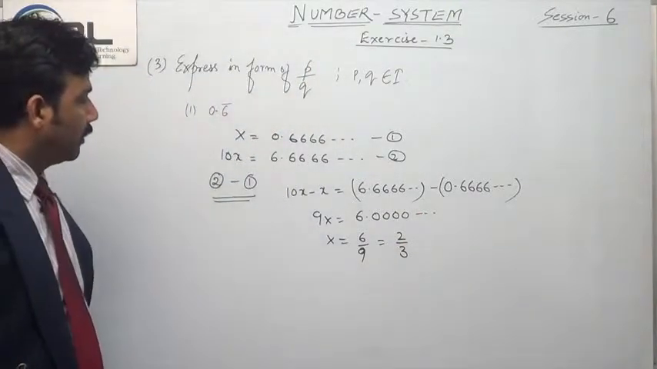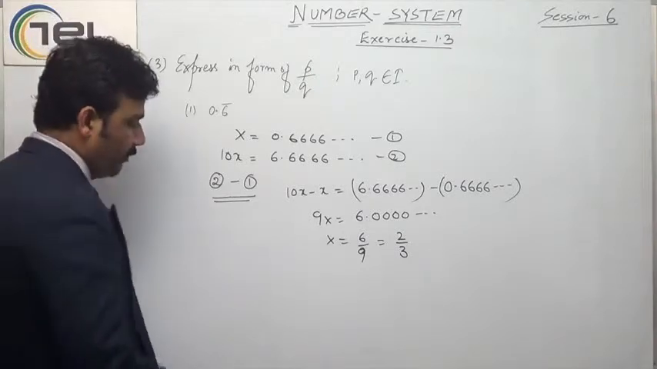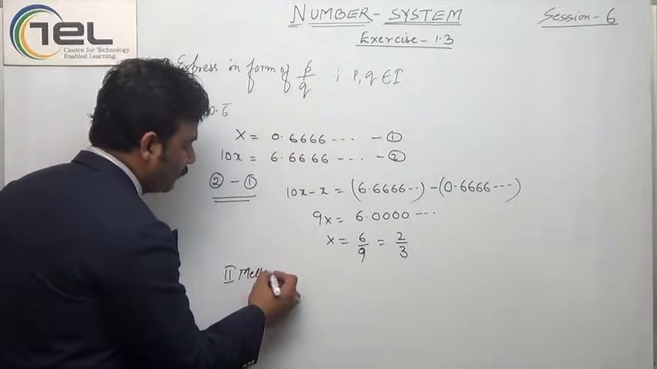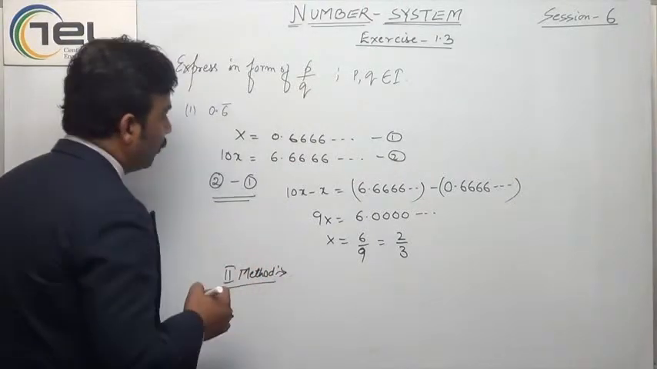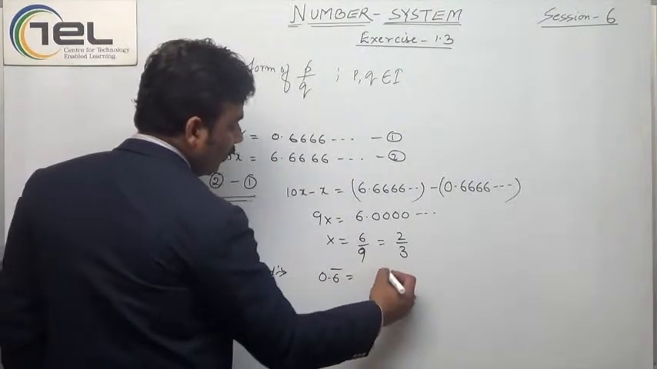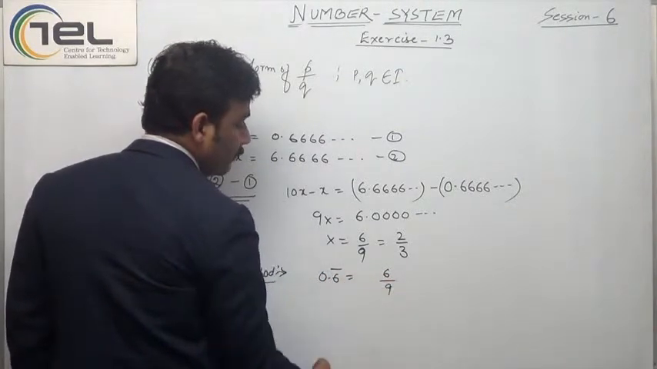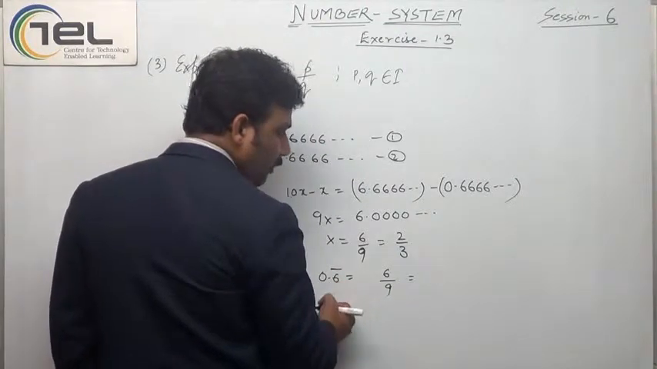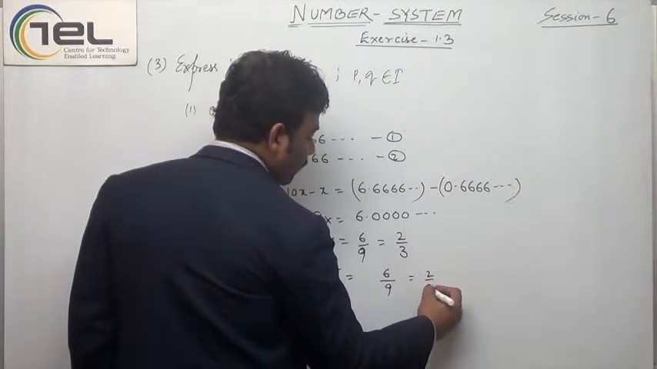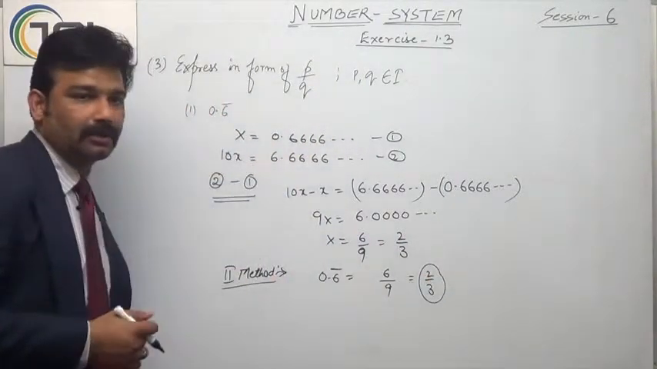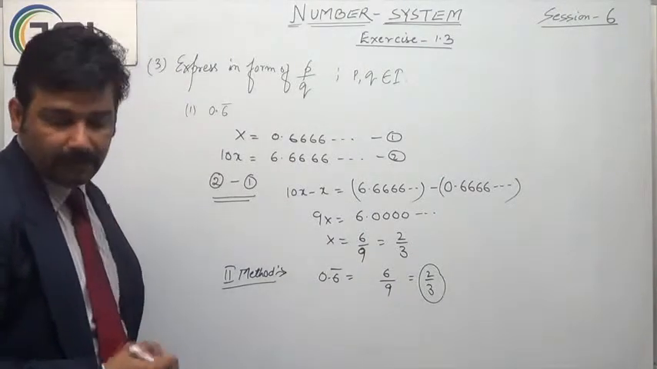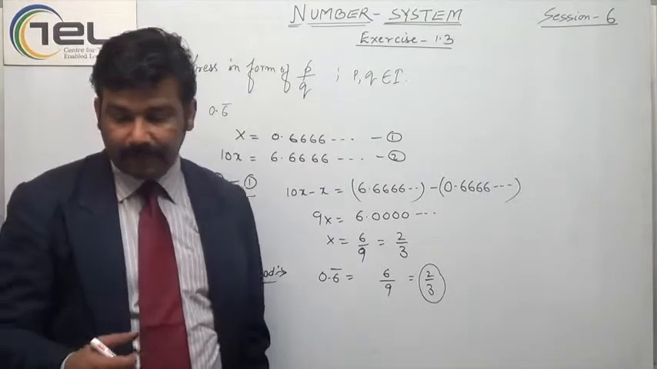Directly I can put it, with the shortcut which we know, the second method, the shortcut which we have discussed in theory. So directly this number is 0.6 bar, so I can directly put 6/9, because only one term is repeated, and it can be written as 2/3. So directly also I can solve this question with the help of the shortcut method.